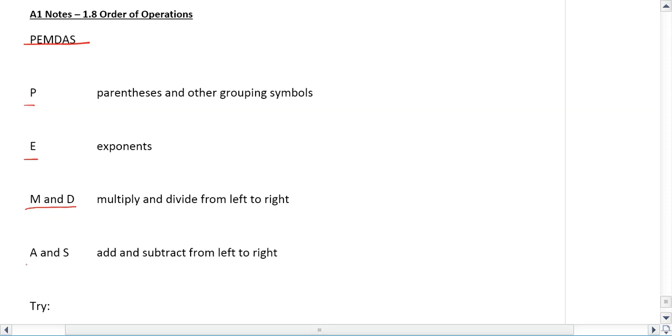Same thing here with adding and subtracting. Just because we put the A first doesn't mean that we do the adding first. You add and subtract in the order that you come to them from left to right.